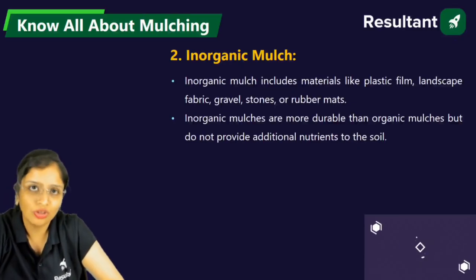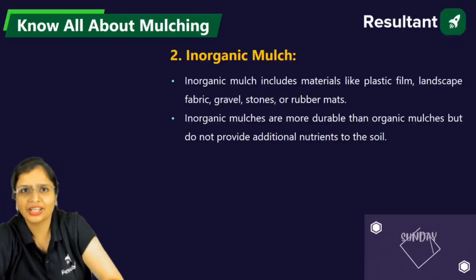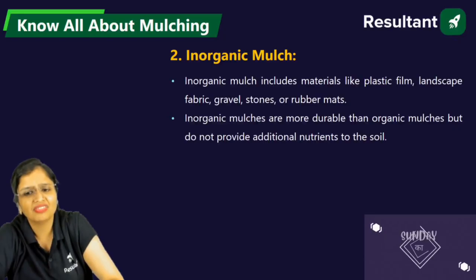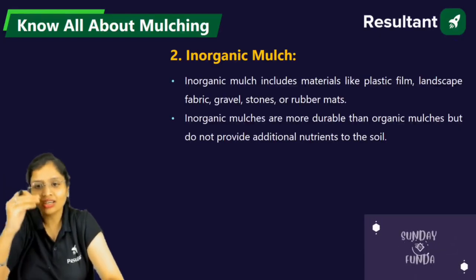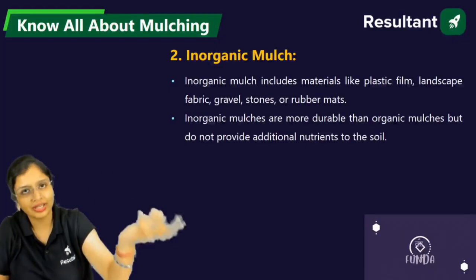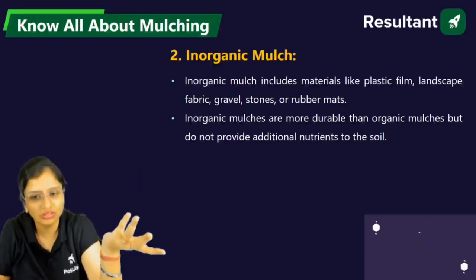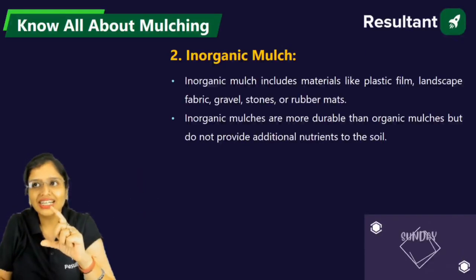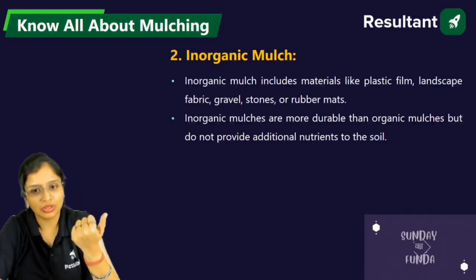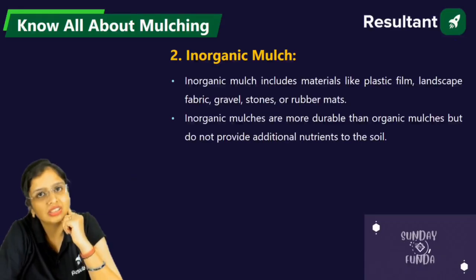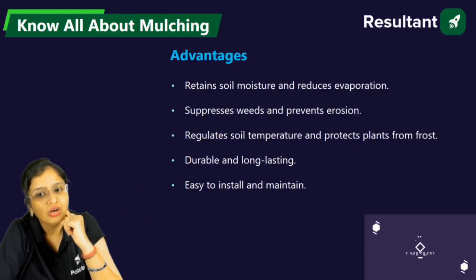Then you can go for inorganic mulch, in which carbon is not there, like plastic film, gravel, stones. These are inorganic in nature and don't have carbon. They are durable compared to organic mulch, so replenishment is not required. But the disadvantage is that organic mulch was adding nutrients to the soil, while inorganic mulch does not add nutrients to the soil.